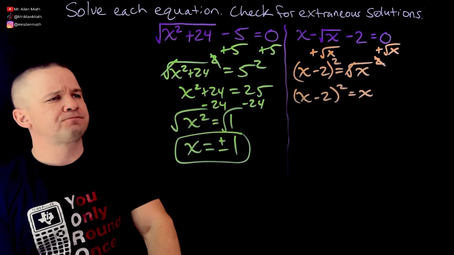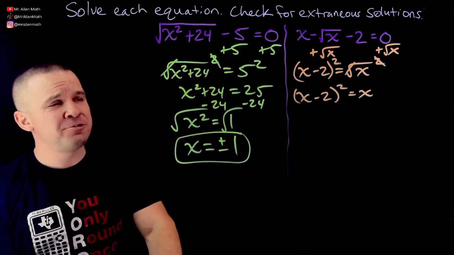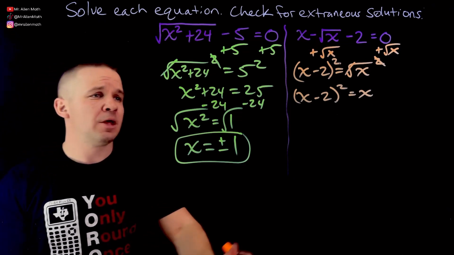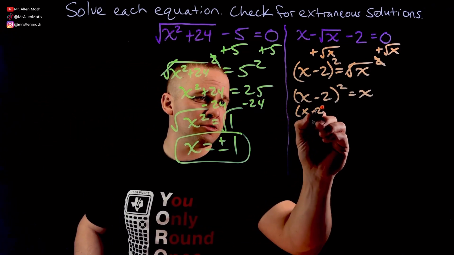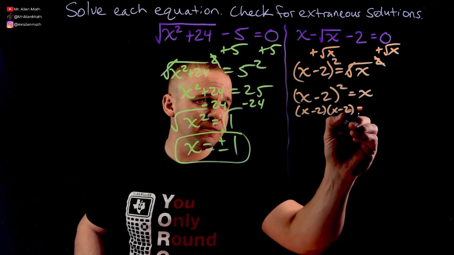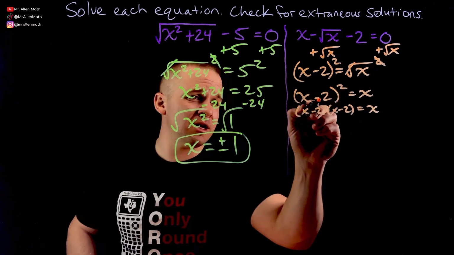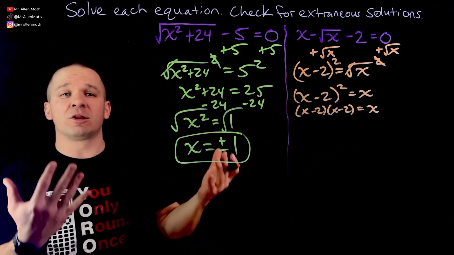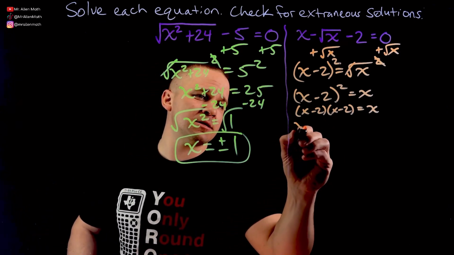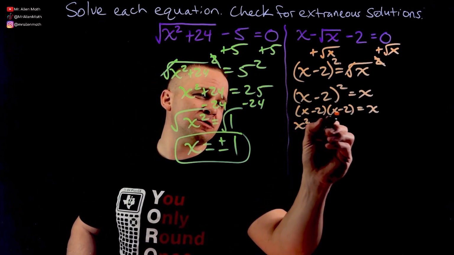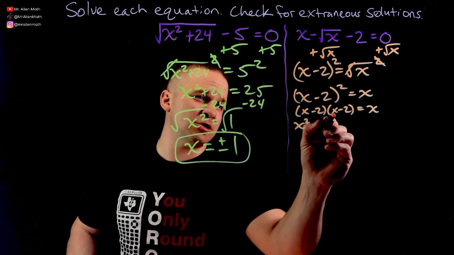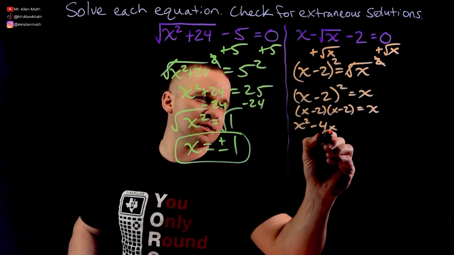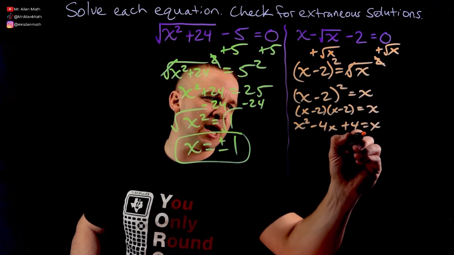So now what? Well, I'm thinking I need to expand this binomial, okay? Which means it's going to be like x minus 2 times x minus 2. You cannot distribute that exponent into a binomial. It doesn't work that way. We got to multiply it all out. X times x is x squared. Negative 2 times x is negative 2x. This is going to be negative 2x. So it's negative 4x. And then we have plus 4 equals x.